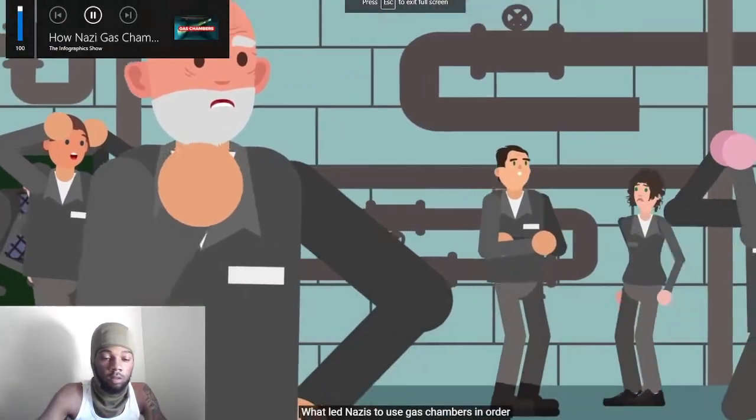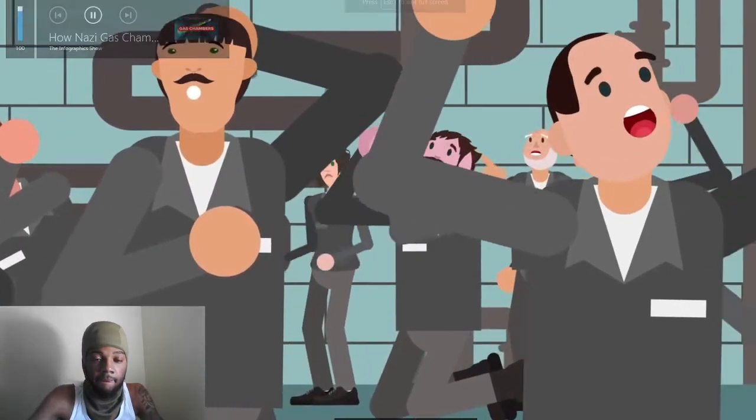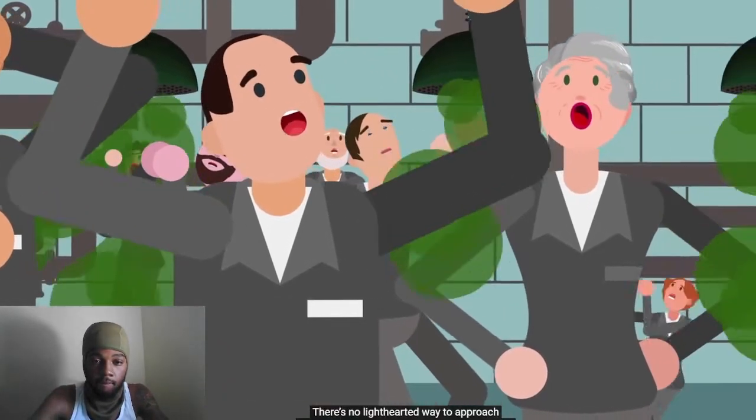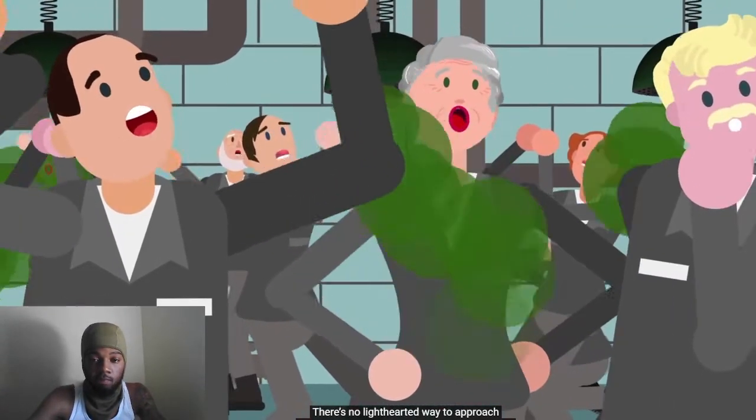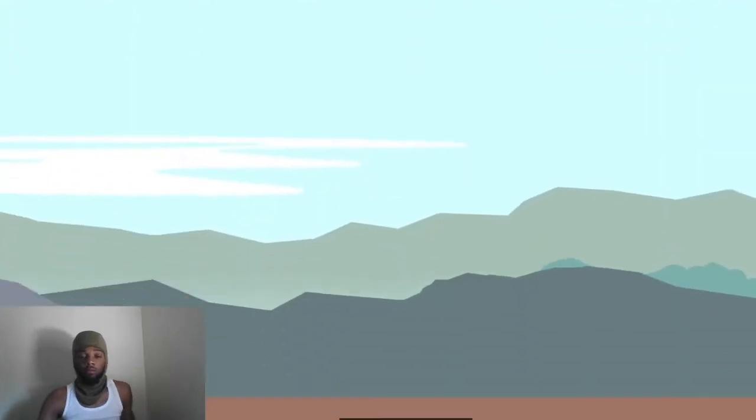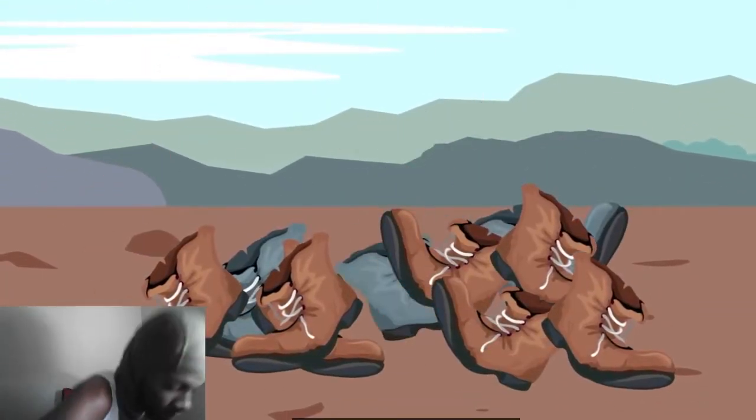Chambers in order to conduct one of the most brutal genocidal campaigns in human history. There's no lighthearted way to approach this shockingly gruesome and tragic historical event. So let's get right to it. Here's how Nazi gas chambers actually worked.